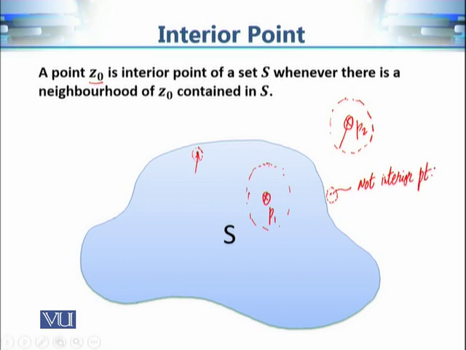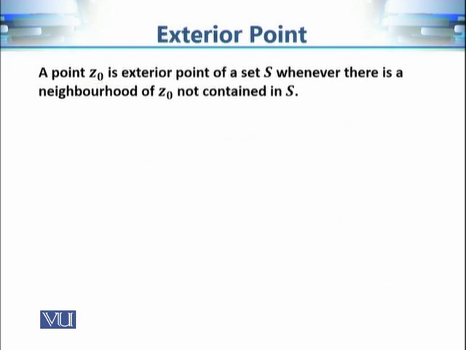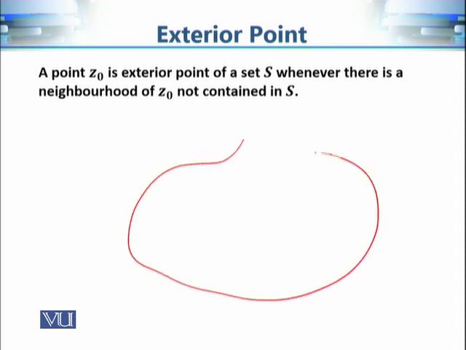So we have mathematically defined when a point is interior to a given region or a set and when it is not interior. If a point is not interior, then there is another kind of points which we call exterior points. In other words, if we are given the set S, then a point is called an exterior point if there exists a neighborhood of Z0 not contained in S. So if this is the point P, then it has the following neighborhood, and this neighborhood is not contained in S. So we call this point an exterior point.